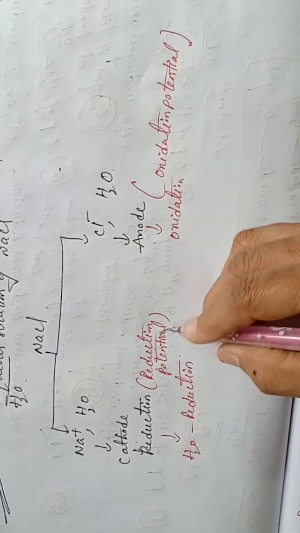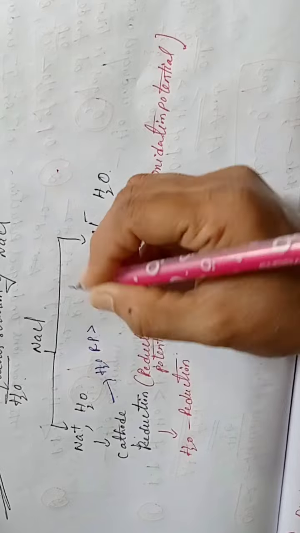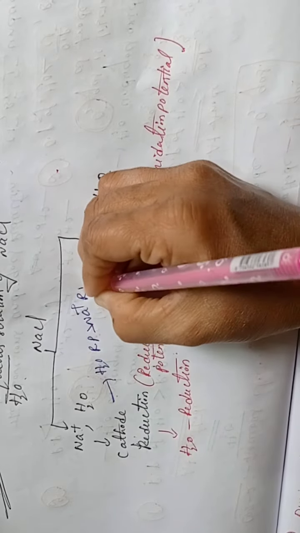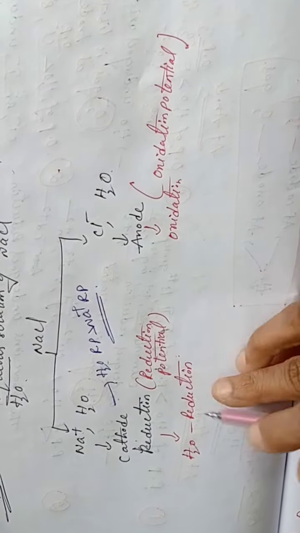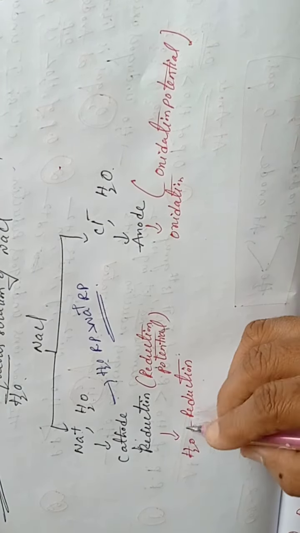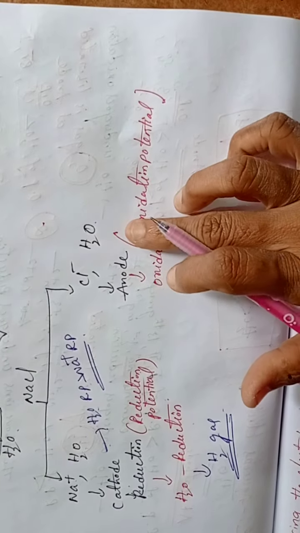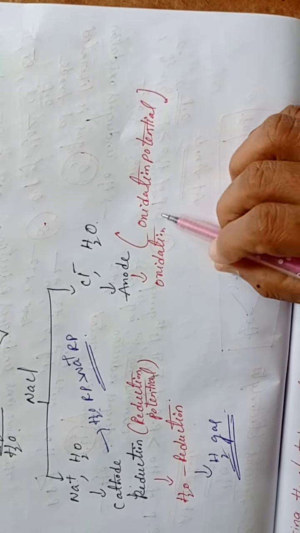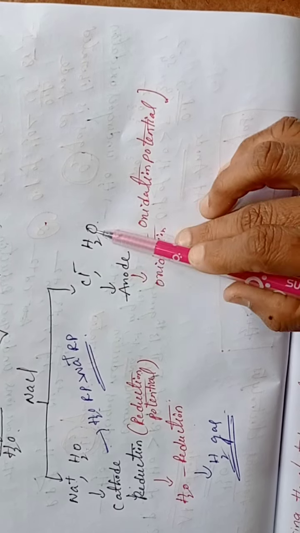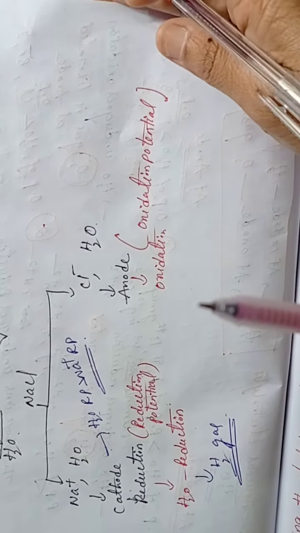Water reduction potential is greater than Na plus reduction potential, so water undergoes reduction. At the cathode, which gas is liberating, students? Hydrogen gas. Now coming to Cl minus and water, which potential is more, students? Oxidation potential. Cl minus ion oxidation potential is more than water, correct? Backside I already discussed this.